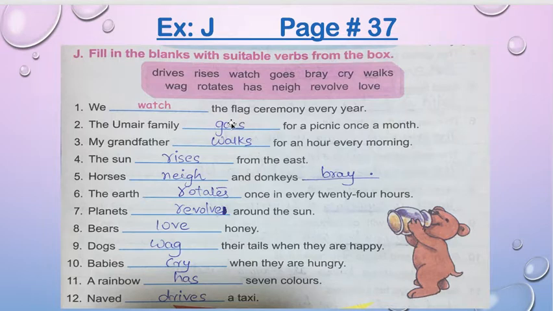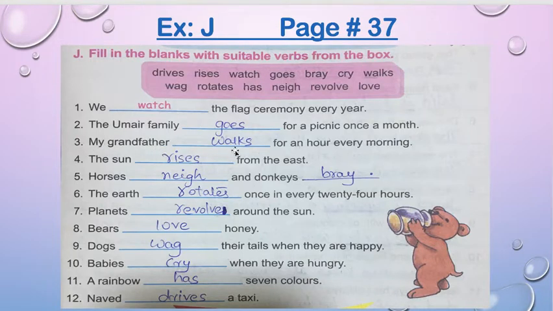Goes. So Umair family is the subject here and it is in singular form. So the verb will be in plural form. So goes is the verb here in the sentence. So go is the singular form and when we add es it becomes plural. Goes. Go, goes. Next one.